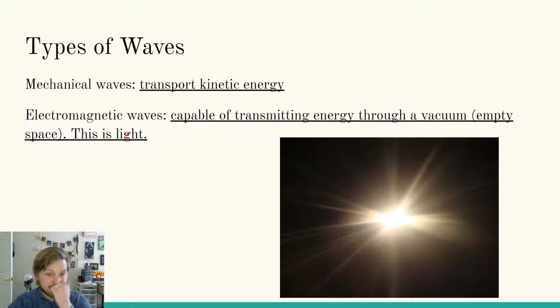Electromagnetic waves, on the other hand, are capable of transmitting energy through a vacuum, meaning they don't actually need a medium. They don't need a material to travel through, which is really, really strange and puzzled physicists for a long time. And what they thought originally was that there had to be something. All waves travel through a medium, so what has to happen? Electromagnetic waves, light, needs to travel through one as well. And we're going to call this the ether.